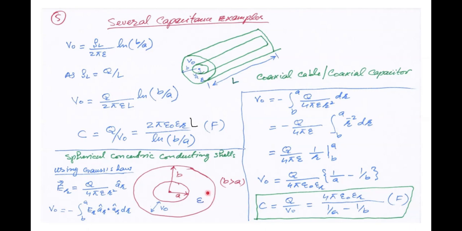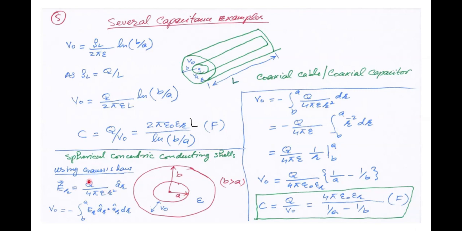Now let us consider two concentric spherical conducting shells. The radius of the inner sphere is a and that of the outer sphere is b. The dielectric material in between the two spheres is epsilon, and the potential difference between the two conducting spheres is V naught, which we have denoted by V naught. And in this case, the radius of the outer sphere is larger than the radius of the inner sphere.